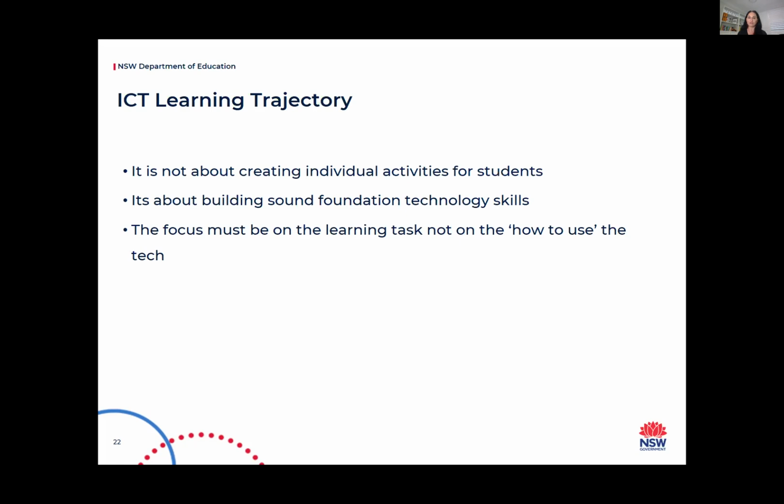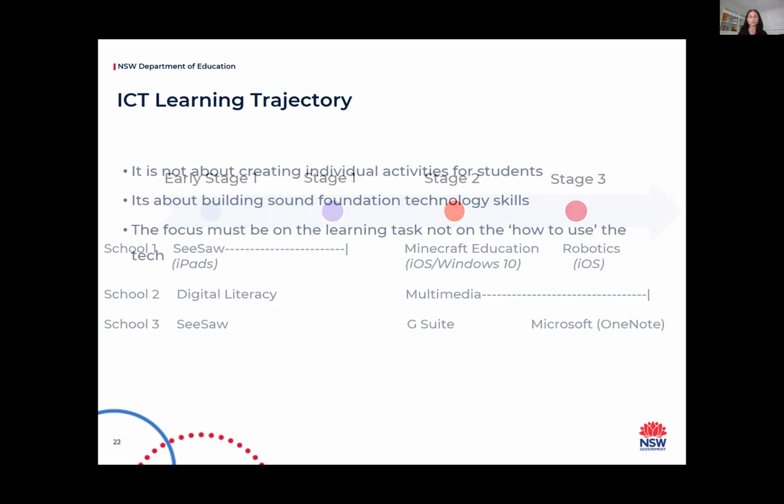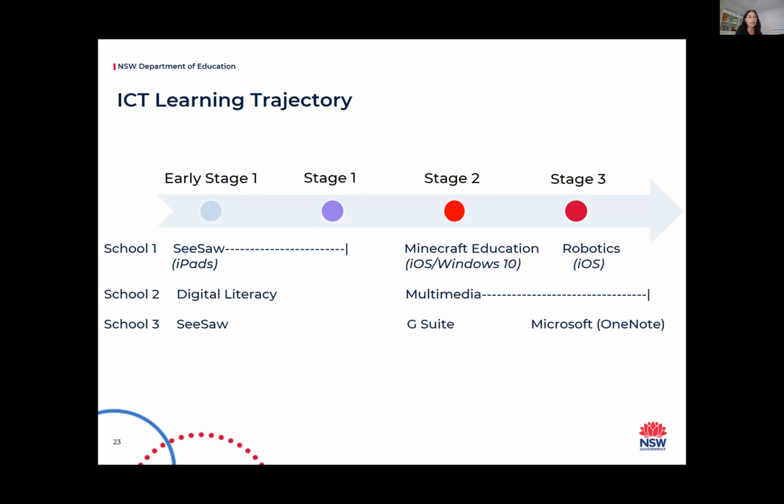So we need to, again, focus on the task, and we don't want to focus on how to use the tech. And unfortunately, with the younger students, there is a little bit of that focus, which I will talk about as well, but we need to keep focusing on the learning task. So we want that confidence level, not just in teachers, but in students also. This is an example of an ICT learning trajectory in schools. This is how three different schools that I have worked with are going to deliver their content for maths, numeracy, and other KLAs.